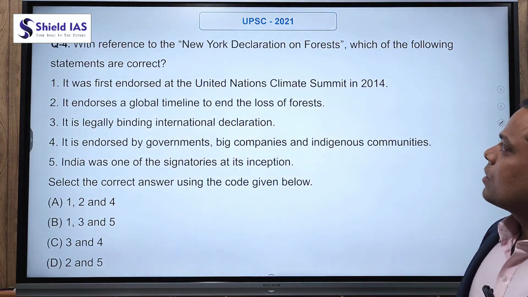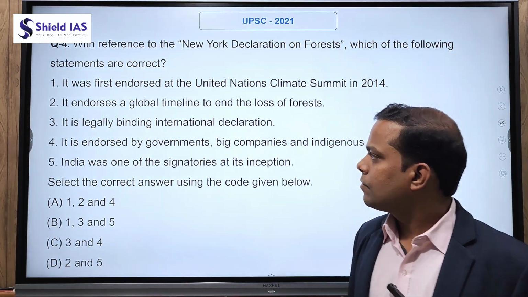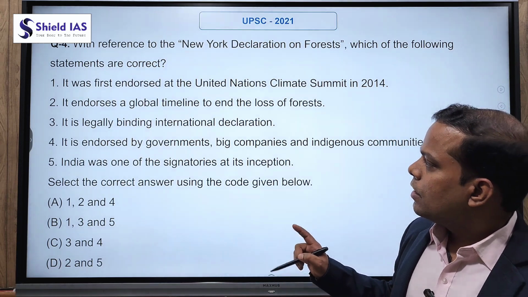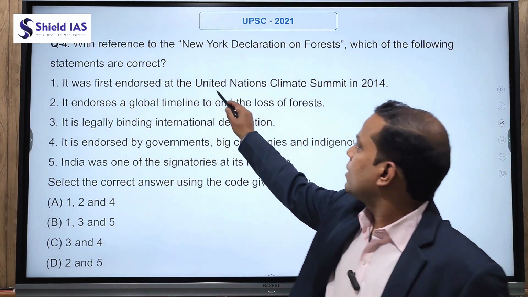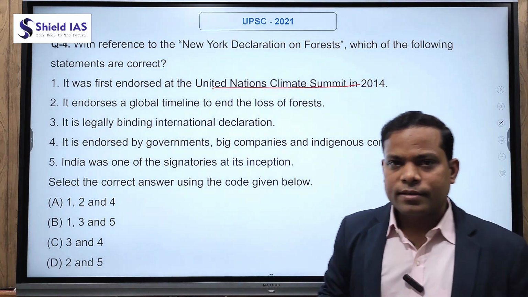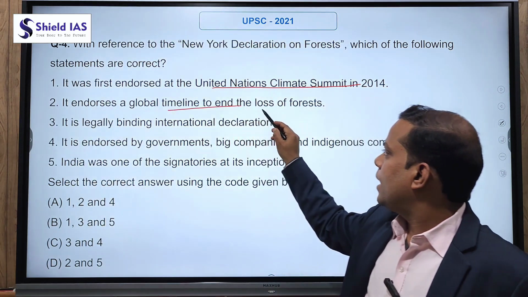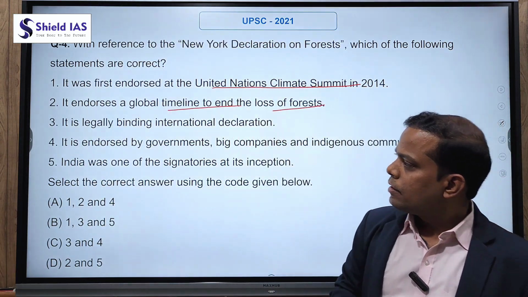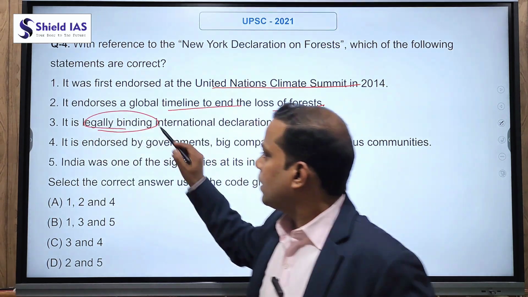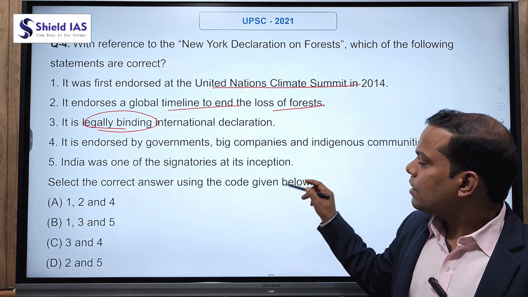With reference to the New York Declaration on Forests, which of the following statements are correct? The first statement says that it was first endorsed at the United Nations Climate Summit in 2014. The second statement says that it endorsed the global timeline to end the loss of forest. The third statement says that it is legally binding. This is the extreme statement. It is the legally binding international declaration.